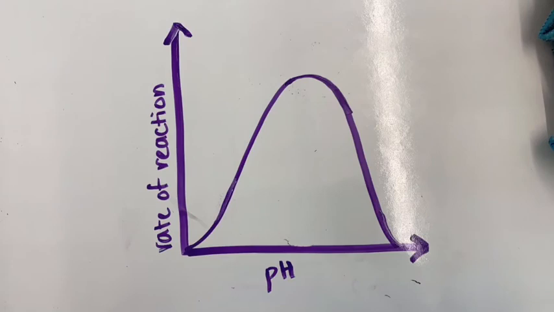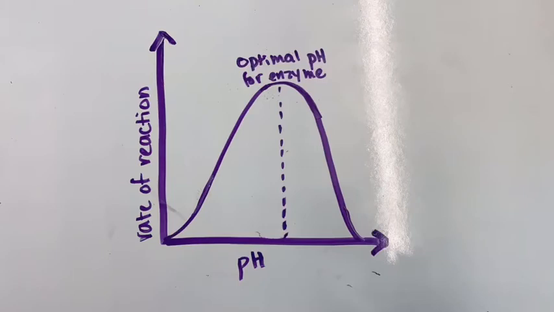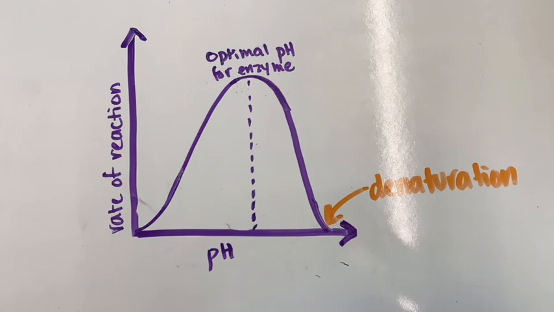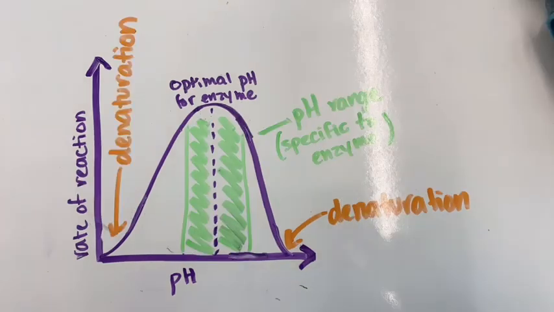Something similar can be seen when we look at the rate of reaction versus pH graph. Same type of curve, and at the top of the hump, there is the optimal pH for this particular enzyme. When the pH gets too high, all the way to the right of the curve, the enzyme is denatured. However, what's different is that all the way at the left of the curve, near the origin, the enzyme is also denatured because it is too low. This tells us that every enzyme has a particular pH range that is specific to that enzyme in which it can exist in without being denatured.